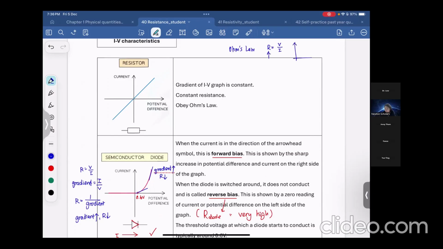If you plot the IV graph, you will get a graph like this, directly proportional. Directly proportional means that it's a straight line passing through zero. So what is the definition of Ohm's law?